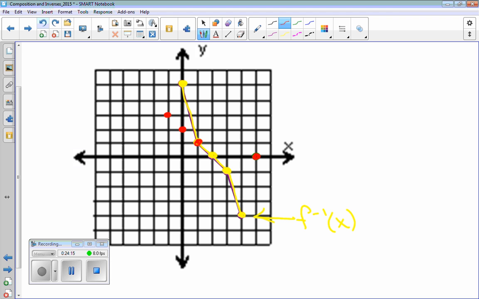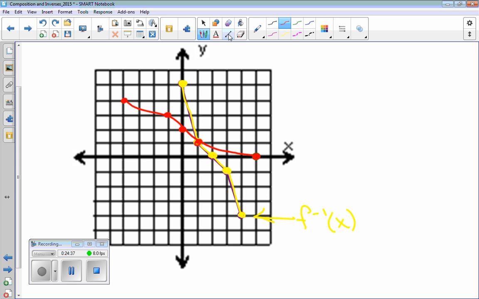Nate, give me another one. I think we only have one left. One down at the bottom. Can you count? Let's see. Looks like it's (4, -4). Perfect. All right. So I'm going to go ahead and just kind of curve these. Does that look like inverses to you?